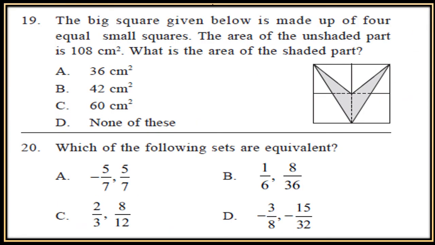See question number 19th and 20. Now 19th is: the big square given below is made up of 4 equal small squares. The area of the unshaded part is 108 centimeter square. What is the area of shaded part? Now see the figure carefully. The big square is made up of 4 equal small squares and area of unshaded part is given. You have to find the area of shaded part. You can try yourself or you can see the solution next.